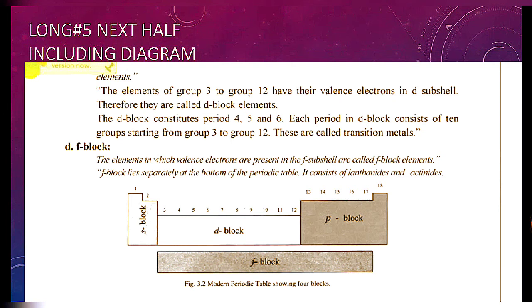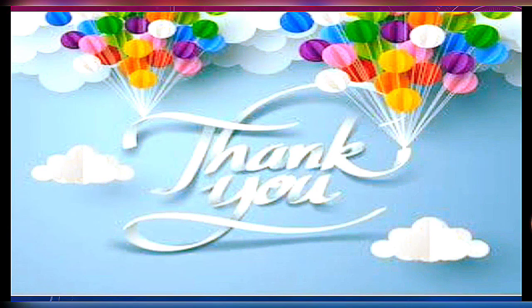The first two columns are included in the s block, 3 to 12 in the d block, and 13 to 18 in the p block, and the f block is at the bottom of the periodic table. So this is our today's lecture. Next we will discuss long question 6, periods. Till then, Allah Hafiz. Good day.